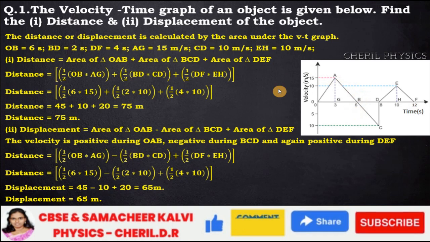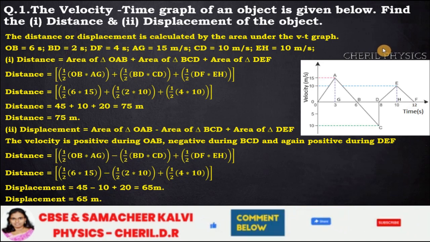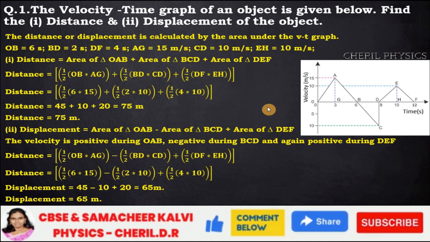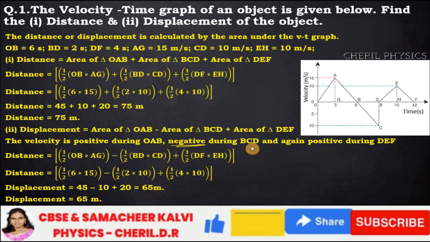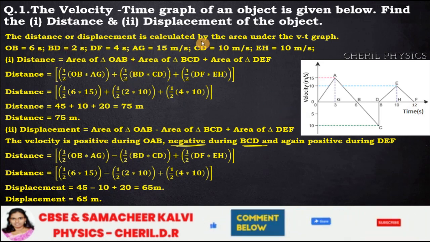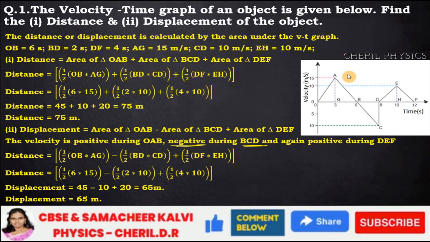Here you can see the same question. I have solved it very clearly. If you want, you can take a screenshot of this so that it will be useful for you. This is the exact solution, step by step. Here you can see I have put negative during BCD, and then it's positive again there. You can go through this, see the seconds, meter, all that. I have given it very clearly.